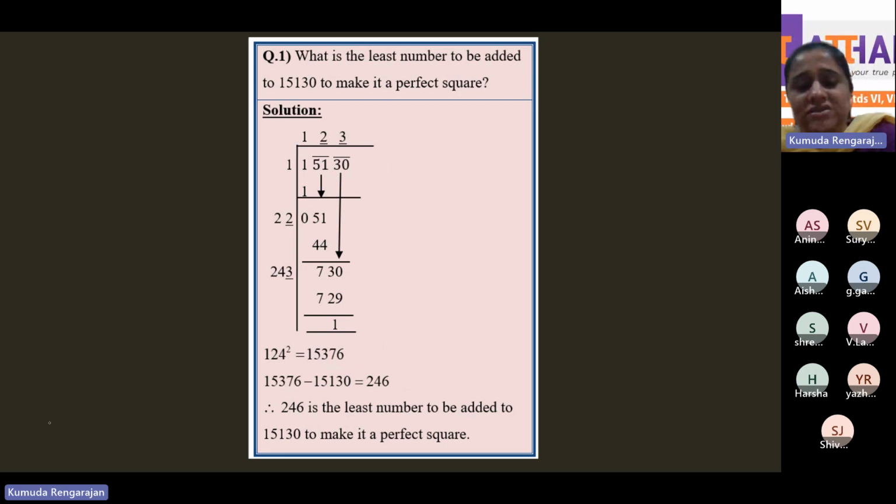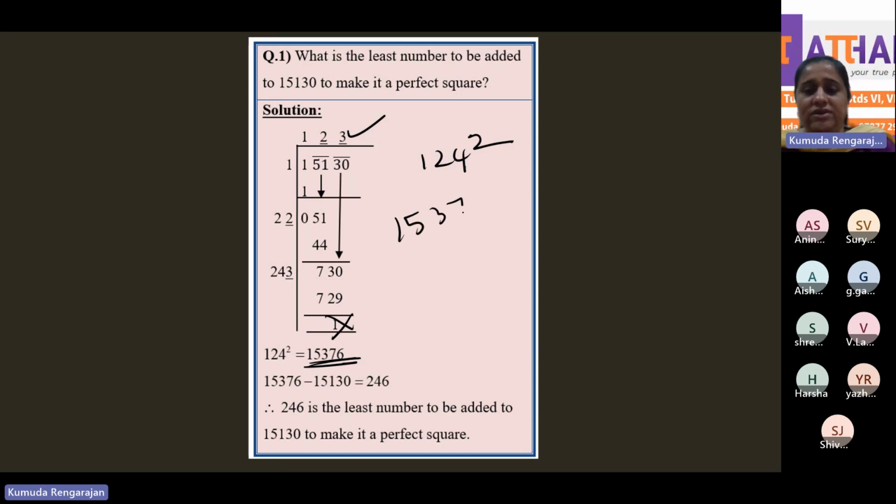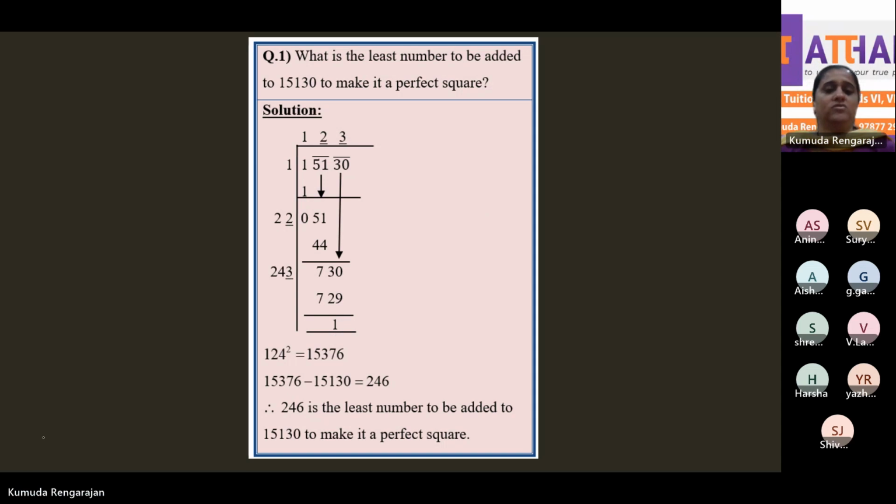To find the smallest number that is to be added, what you have to do is ignore the remainder. Go to the quotient, write its successor, square it, and you get the product as 15,376. Now this 15,376 minus the given number, this result is a number to be added. So you should remember the method. See, you must remember procedures like a question and answer, you know.